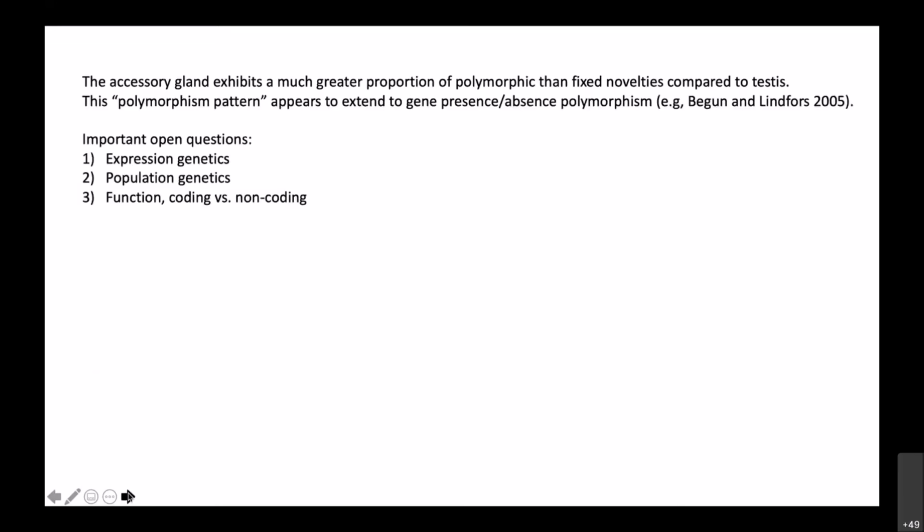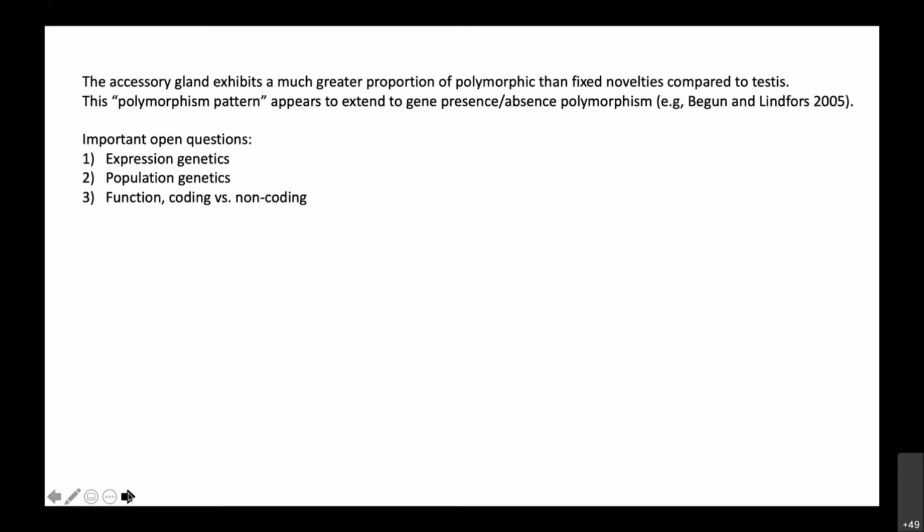So I guess one main conclusion I wanted to point out is that the polymorphism of these novelties in the accessory gland is way greater than the polymorphism in the testis as a proportion of all the novelties that we documented. And that's true of the neomorphs, if you remember. I didn't actually mention this while I was talking about it in the first part of the talk, but a greater proportion of the neomorphs expressed in the accessory gland are polymorphic as compared to fixed, relative to the testis.